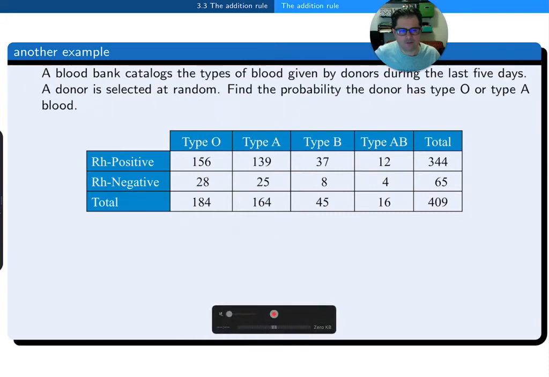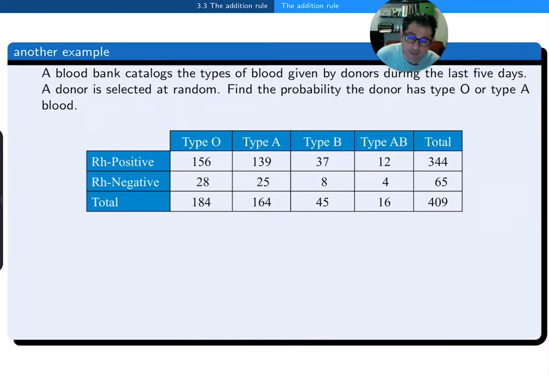Okay, last few examples of the addition rule. This is a blood bank that catalogs the types of blood given by donors in the last 5 days, and then you select a random person from this list. So find the probability that the donor has type O or type A blood.